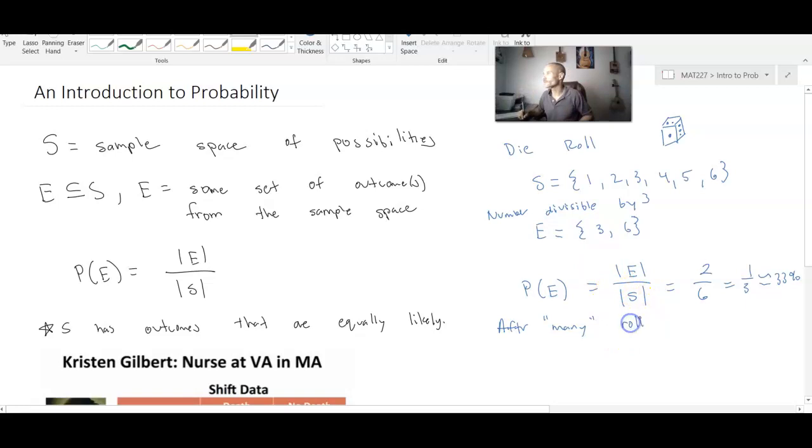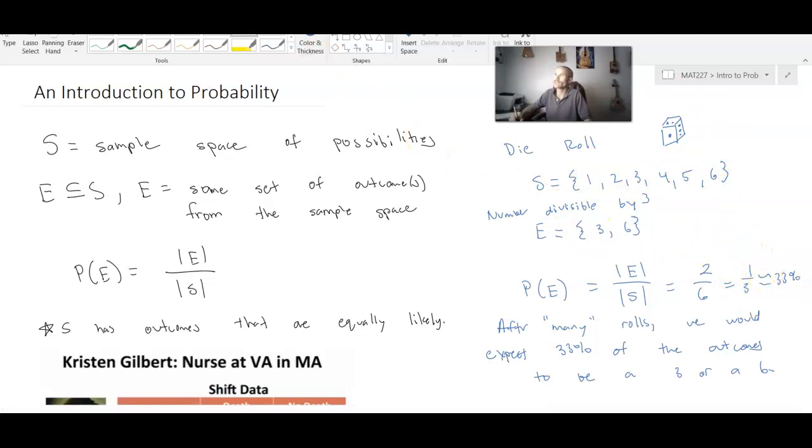After many rolls, we would expect 33% of the outcomes to be a 3 or a 6. Now that's not going to be exact. If you roll the die 3 times, for example, you may not get a 3. You could get a 1, a 2, and a 4. That may not be enough times to really see that 33%.